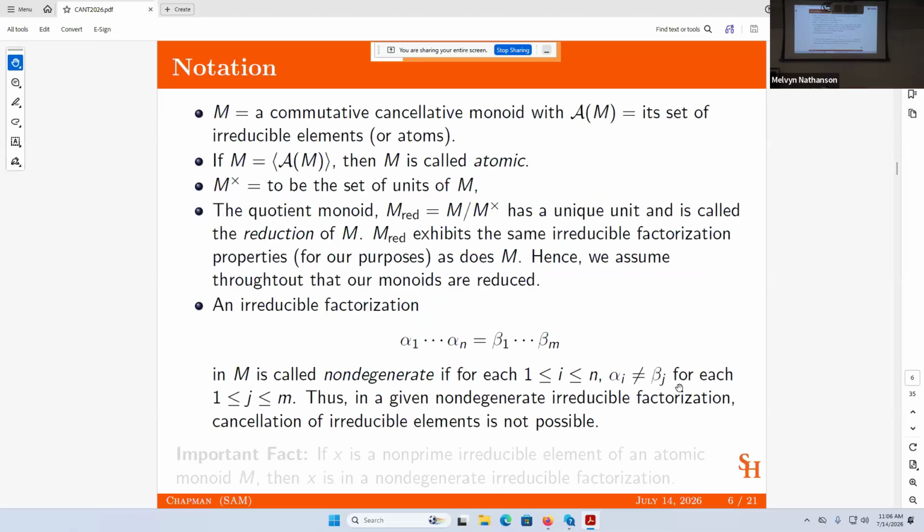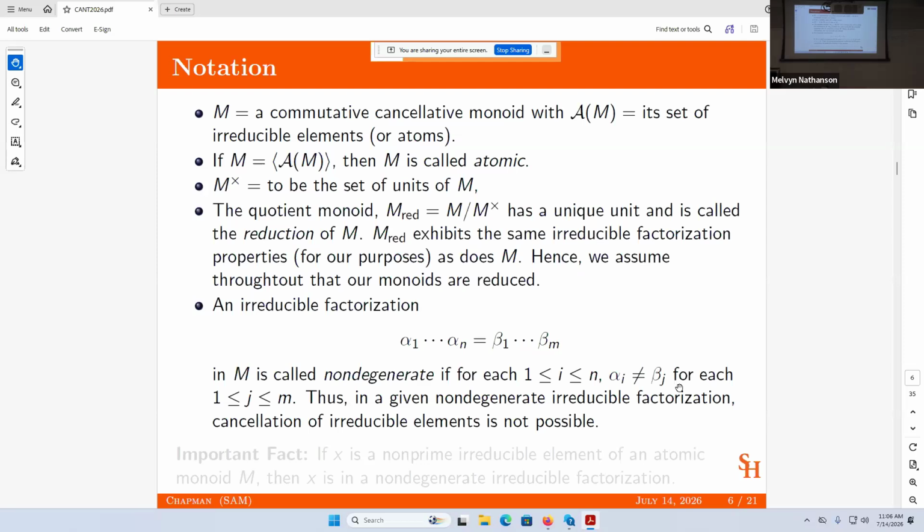So here's some notation. I really don't need all of it, but again, in the next few slides, M will be a commutative cancellative monoid. Script A of M will be its set of irreducibles or atoms. If M is generated by its atoms, it's called atomic. Everything can be factored as a product or sum of irreducibles. Let's let M cross be the units.